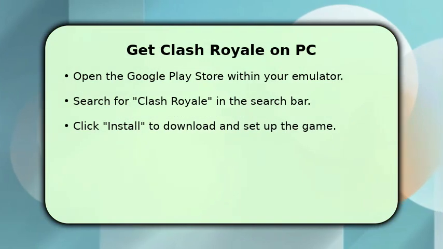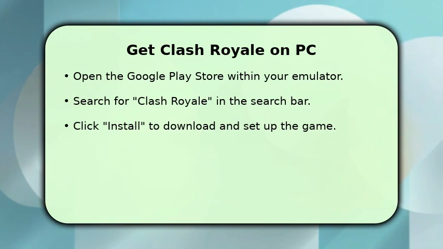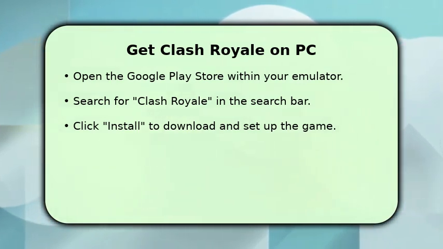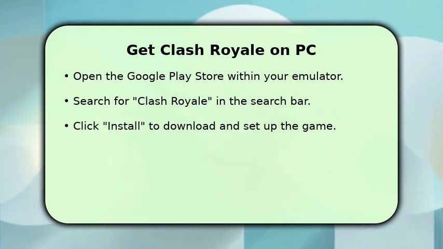With your Google account linked, open the Google Play Store inside the emulator. Use the search bar at the top to find Clash Royale. Once you locate the game, click the Install button.